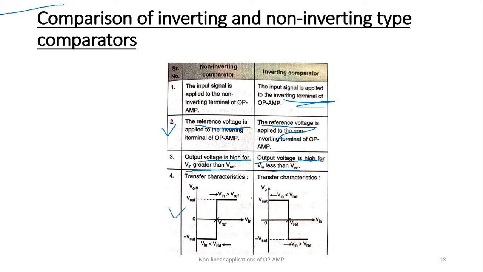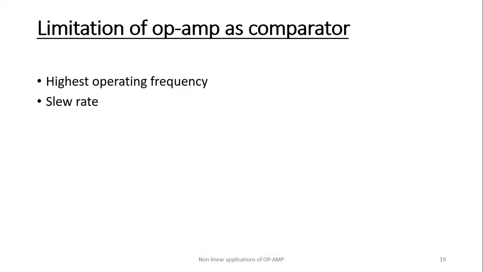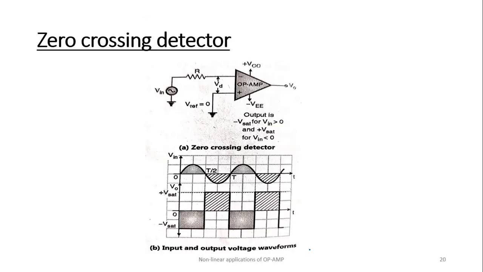And this is the transfer characteristic. The transfer characteristic of the non-inverting comparator starts from minus V saturation and goes to plus V saturation. The inverting comparator starts with plus V saturation and then goes to minus V saturation. The limitations of the op-amp as a comparator are its operating frequency and slew rate.